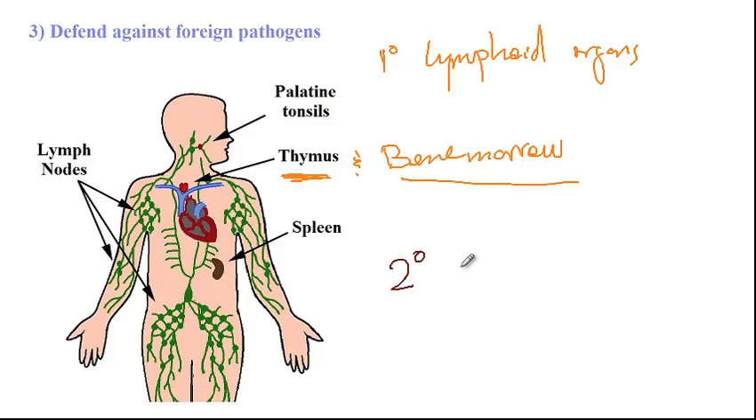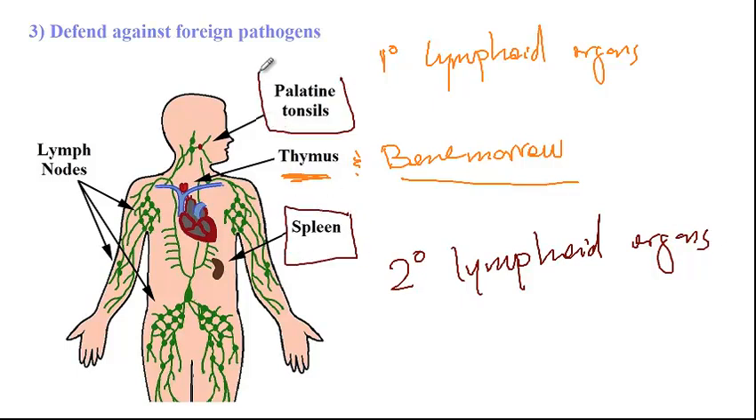Then we have the secondary lymphoid organs, examples of which include the spleen, palatine tonsils, and lymph nodes. And it's inside these secondary lymphoid organs that T and B lymphocytes will get exposed to antigens and start fighting these bacteria or other pathogens.